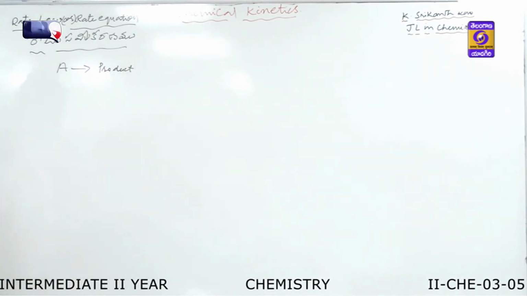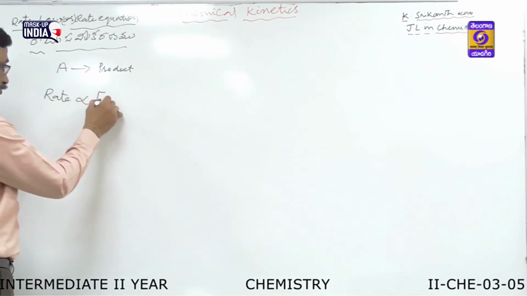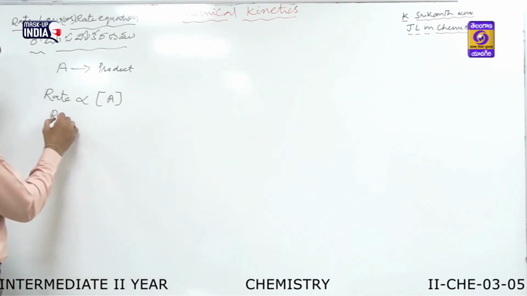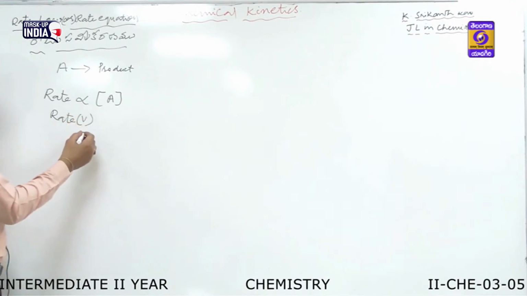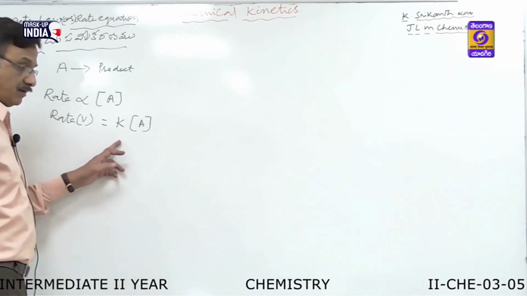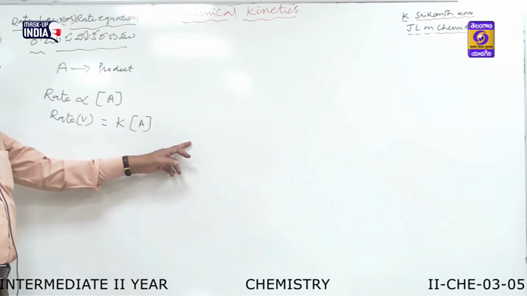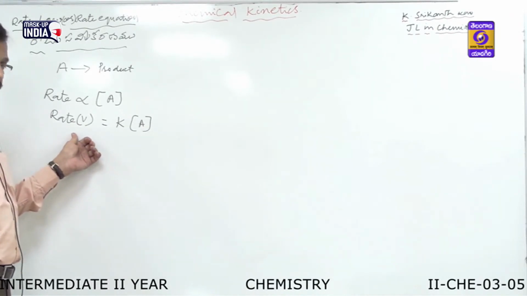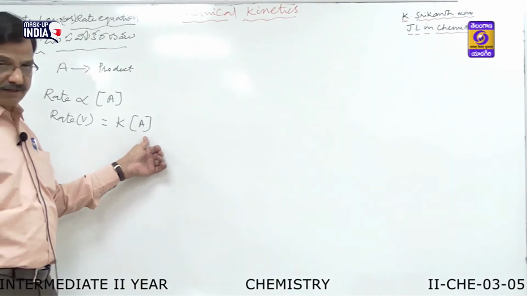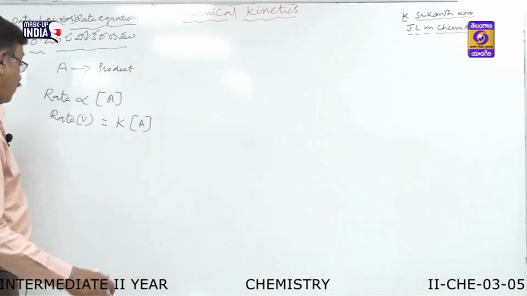So in this reaction, the rate is directly proportional to concentration of A. So rate V can be expressed as equal to K into [A], where K is the rate constant. దీన్ని రేట్ సమీకరణం అని అంటారు. చర్య యొక్క రేటు ఈ క్రియాజనకాల యొక్క గాఢత మీద డిపెండ్ అయి ఉంది కాబట్టి దీన్ని రేట్ సమీకరణం అని అంటాము.